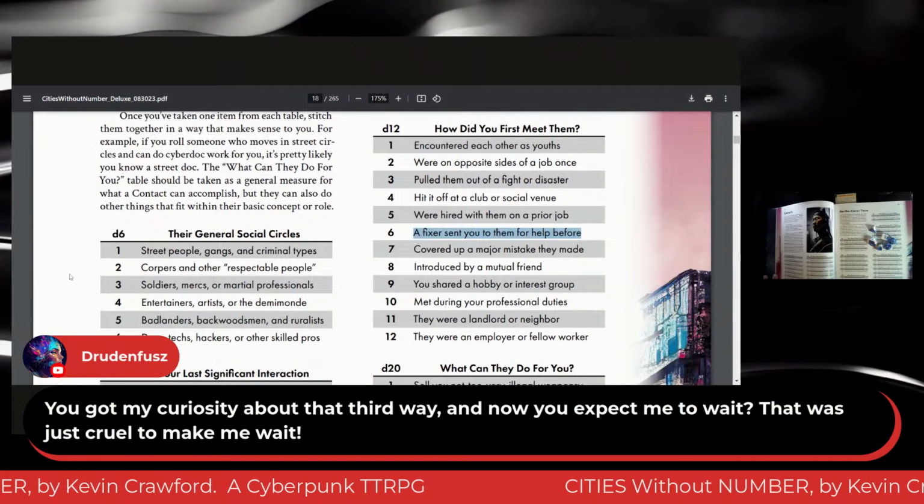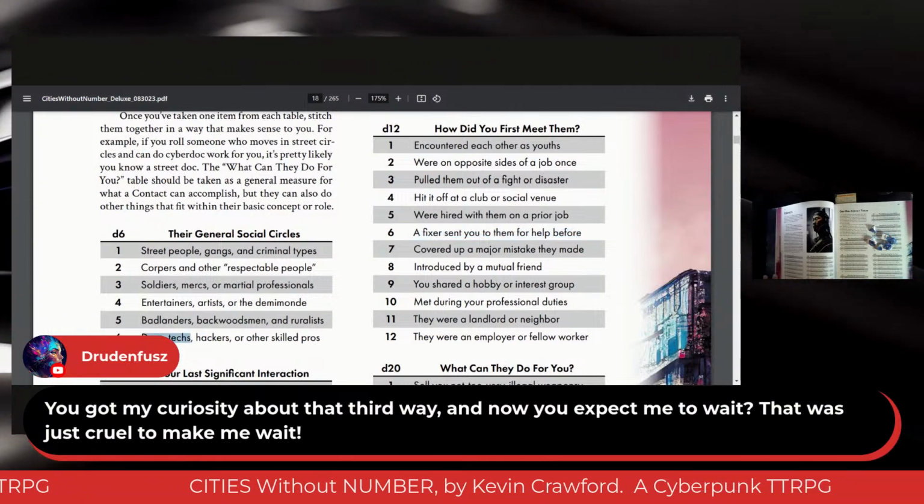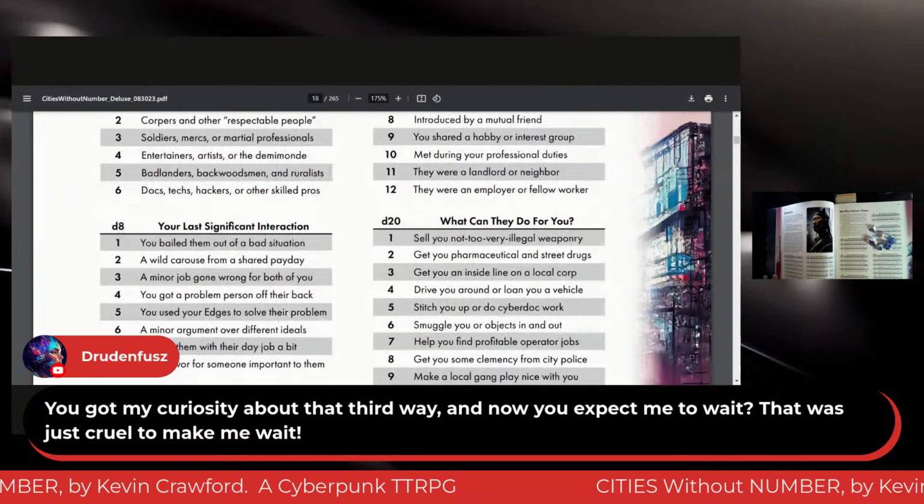A D6. I rolled a 6. The general social circles are docs, techs, hackers, or other skilled professionals. Maybe they actually went to a school or something.